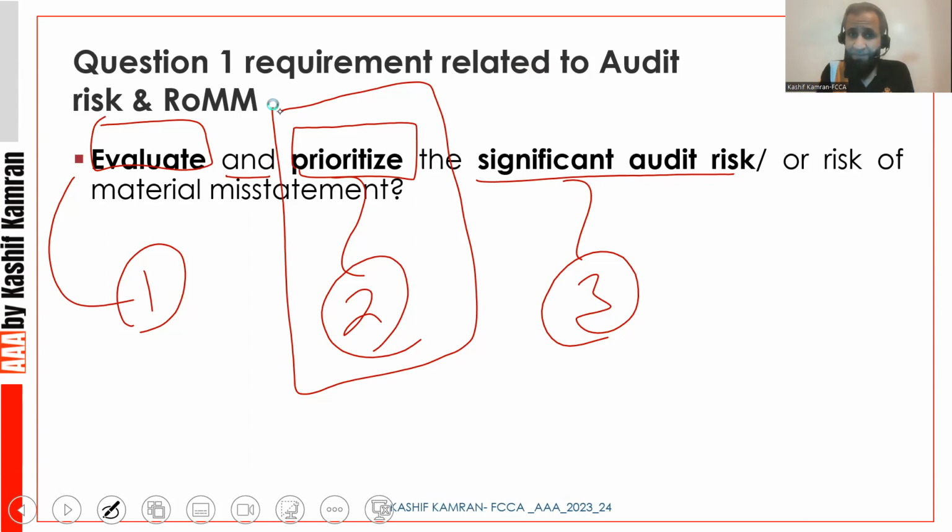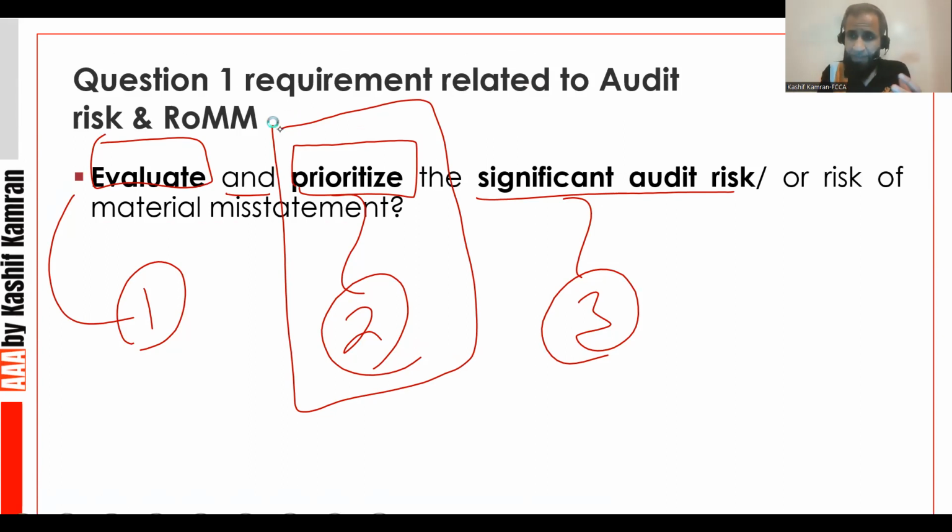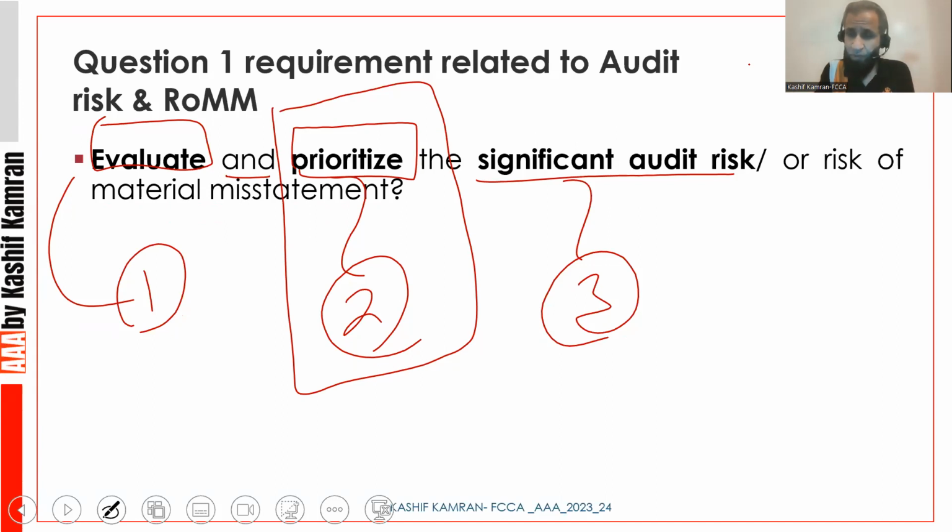For example, there is something new in the structure of the case study. Something is happening for the first time. For example, there is a change of accounting policy, or the company has acquired a subsidiary for the first time during the year. There could be something happening in the organization for the first time that has an impact on the financial statements. So anything new is also significant.